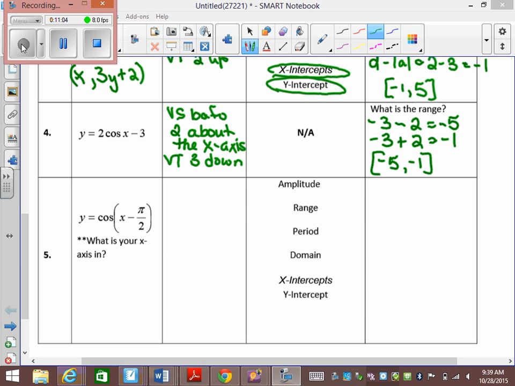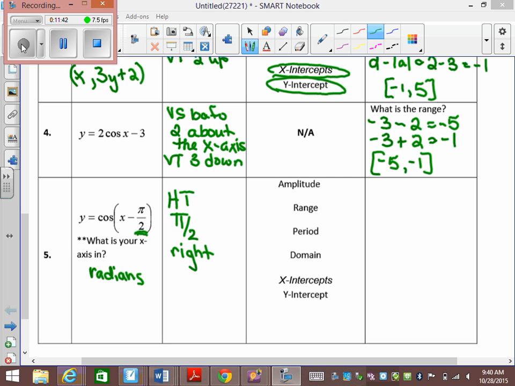Then cos, what's your x-axis in? Remember I told you the only way you're going to know your x-axis is if I give you a c value, x minus something or x plus something. That's the only way you're going to know, because this is what? Radians. So what's your x-axis in? Radians. If it was in degrees, this would be x minus 90 degrees, because 90 degrees is pi over 2, right? So if it was in degrees, this would be x minus 90. So all we have here is a horizontal translation, pi over 2 to the right.